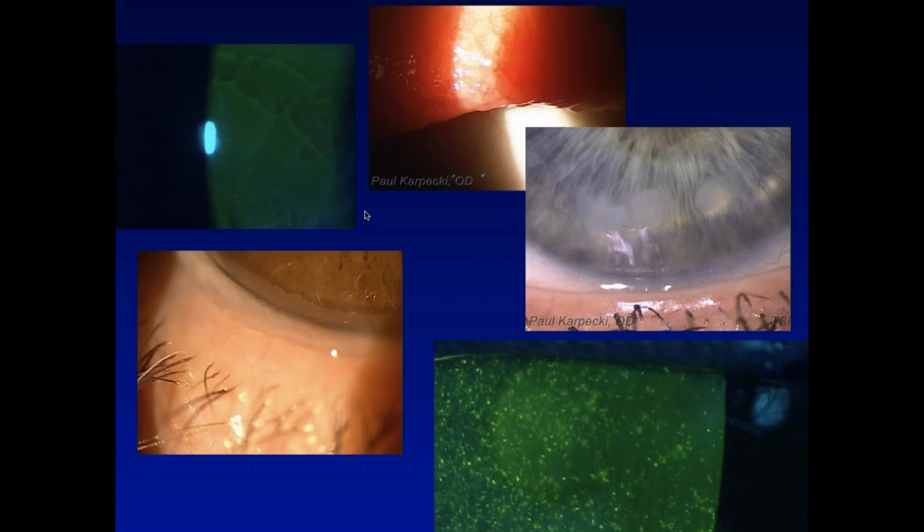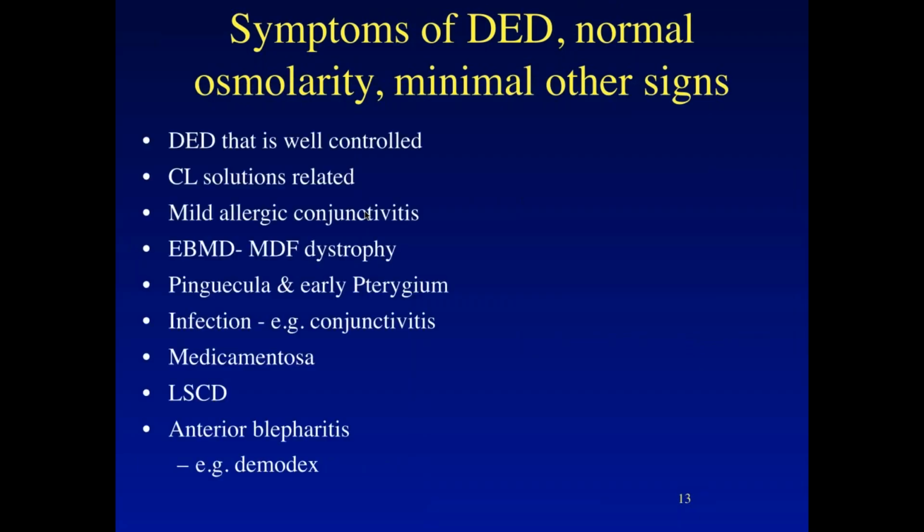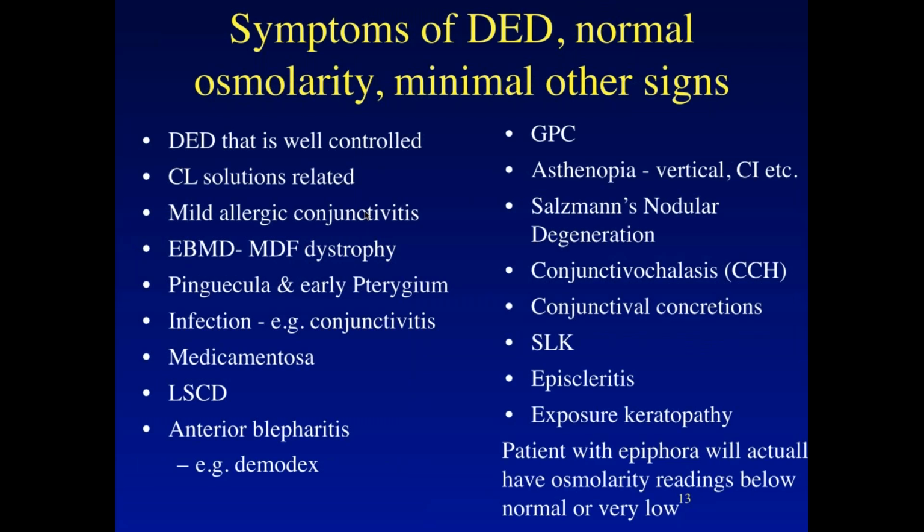Do they have dry eye? Do they not? It could be GPC. It could be Salzmann's, epithelial basement membrane dystrophy, conjunctival chalasis, toxicities you see in the bottom. All these things can feel like and sound like dry eye. In fact, there's a very large list of conditions that often have normal testing, but have classic symptoms of dry, burny, gritty eyes late in the day and on the computer.